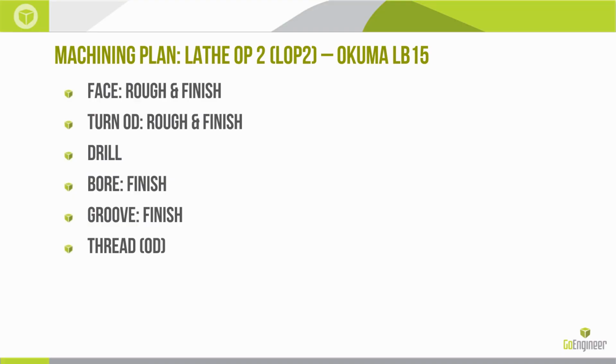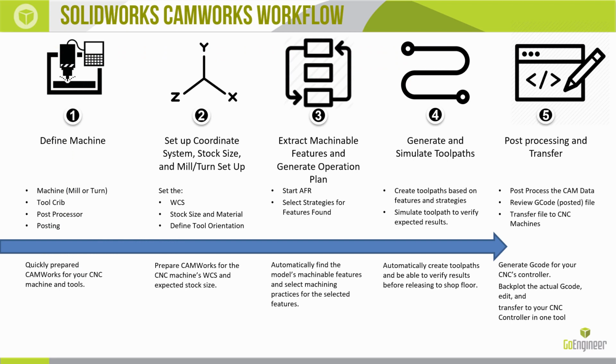So we finished programming the part for Lathe 1 for the Haas ST20, and now we need to do the Lathe 2 on the Okuma LB15. Let's take a look at the machining plan. Again, we need to do a face, rough and finish, turn OD, rough and finish, a drill operation, a bore finish, a groove finish, and then a thread operation on the OD. The workflow for the second operation is the same.